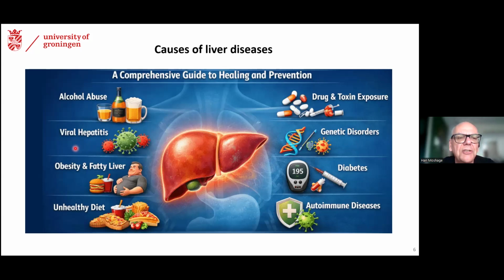I also mentioned the viral hepatitis B, hepatitis C. Nowadays, there are vaccines available for hepatitis B, and there are drugs available for hepatitis C. So it is expected that the incidence of viral hepatitis will decrease, but this also depends on, for example, the availability of drugs for hepatitis C, but also the availability of vaccination programs for hepatitis B.